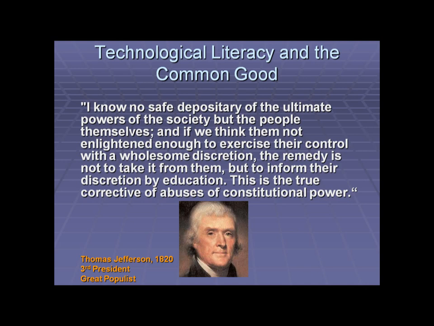It were the words of Thomas Jefferson. So, he said that, "I know no safe depository of the ultimate powers of the society, but the people themselves, and if we think them not enlightened enough to exercise their control with a wholesome discretion, the remedy is not to take it from them, but to inform their discretion by education. This is the true corrective of abuses of constitutional power."